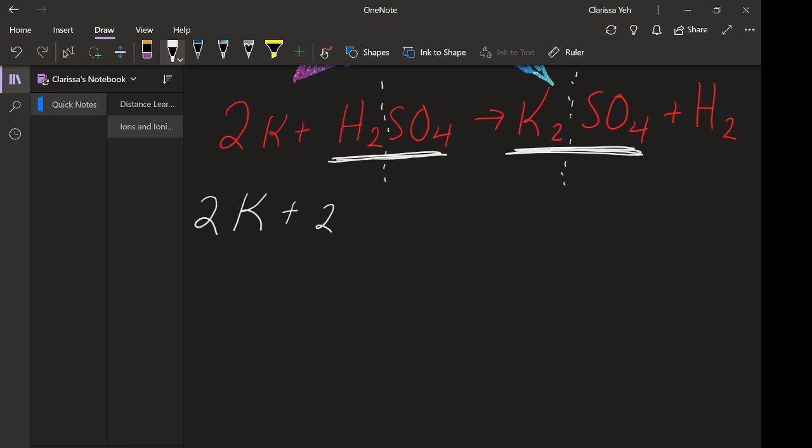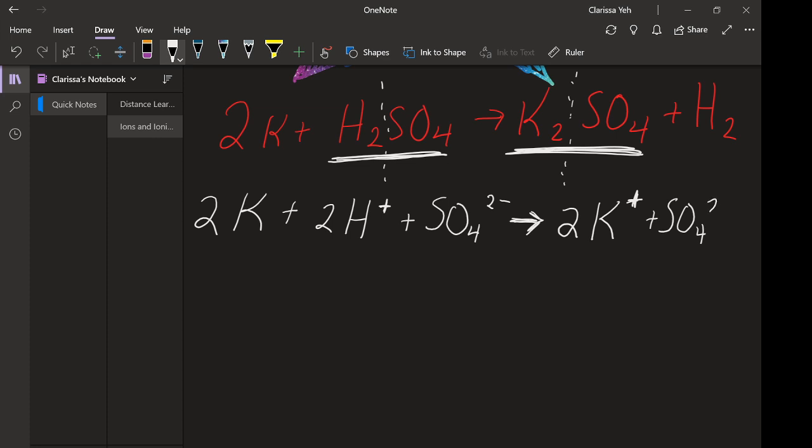Now I have two H's, and they each form one positive. And then my SO4, I only have one lot of them. They form a 2 negative. Then I'm going to draw my arrow. I have 2 potassiums. Each one is in group 1, so they form a 1 positive charge. And then my SO4 forms a 2 negative charge, plus H2.